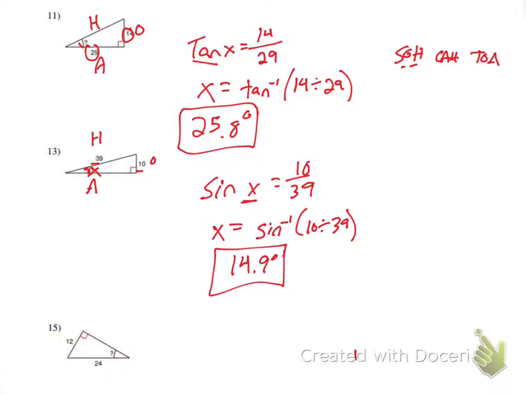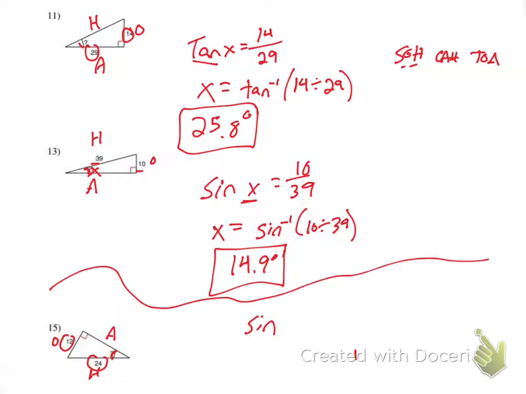All right, then 15. This is my hypotenuse. This is where my angle starts, so I know this is opposite, and this is adjacent. So I am given the hypotenuse, and I'm given the opposite. So I can do, again, sine. So I would do sine x, because we don't know what that angle is, so we're just calling it x, is equal to 12 over 24.